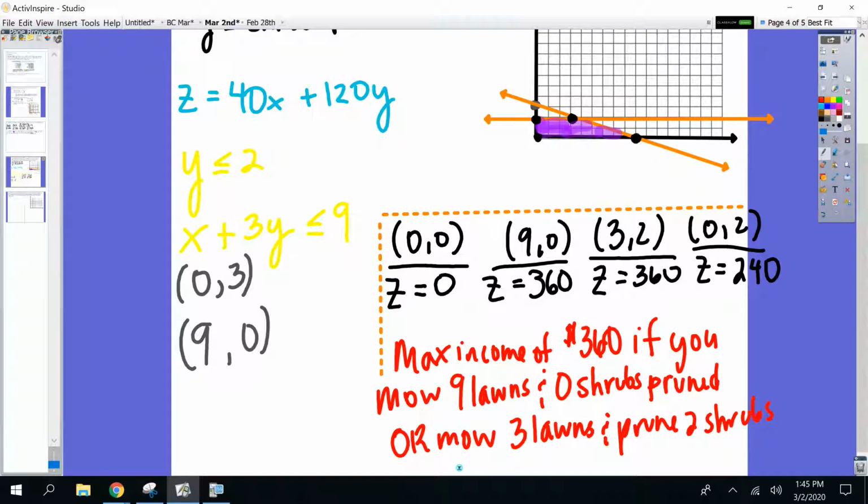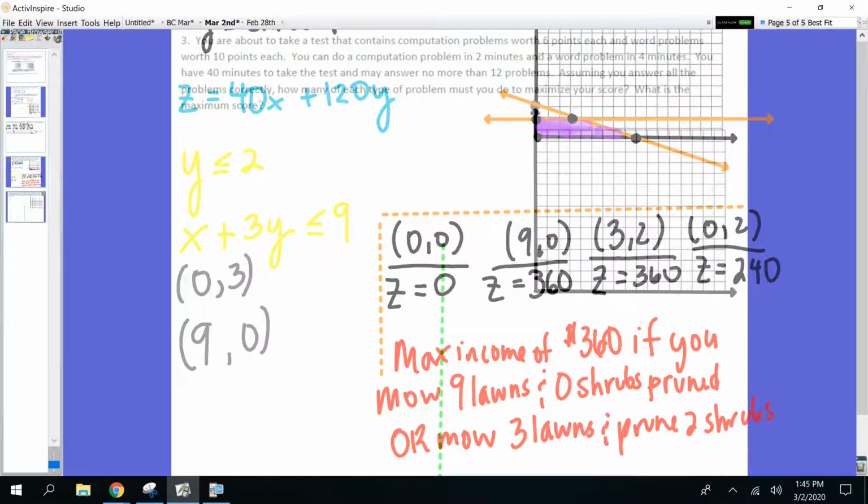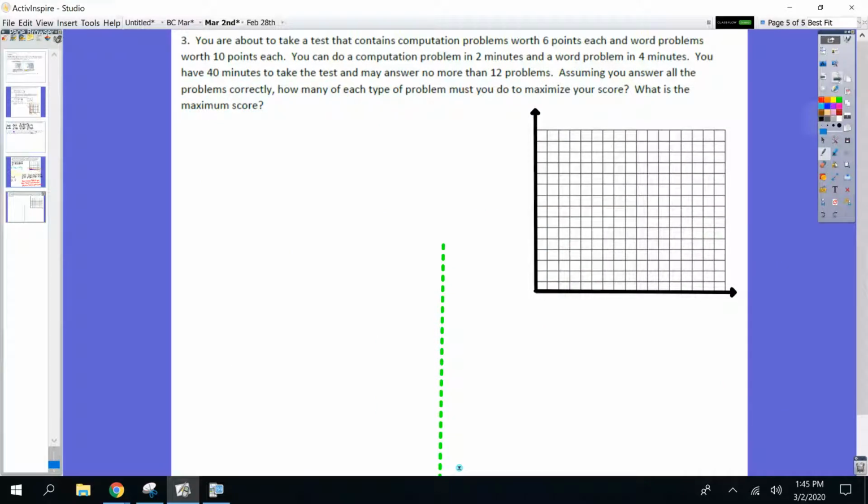Not that bad. Okay, the only last thing we got to go over: what if there's no money involved and you still got to do an objective function? No money involved now. Here we go. Test time. Different types of problems. Okay, so 360 divided by 3 is 120.